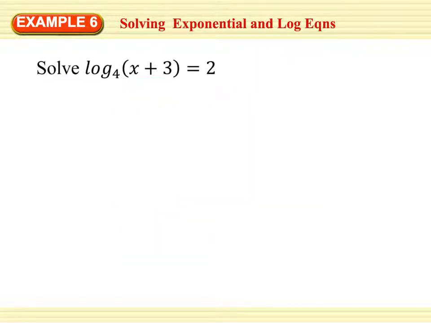In example 6, this is kind of similar to that example 2 that we did. Sometimes it's not practical, or you'll see in this case where we don't have the same log on both sides. So in this case we have log base 4 of the quantity of x plus 3 equals 2. And if you recall, the only way that we can eliminate a log base 4 is if we have a power with a base 4 as well. So in order to eliminate that log base 4, we are going to do what we call exponentiate.